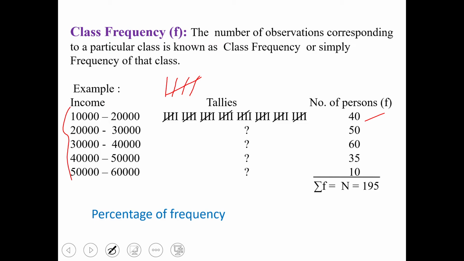So these are actually the frequencies. And the second one, 20,000 to 30,000, has the number of persons as 50. I have left the rest blank with a question mark because these are for your practice. So practice how to draw these tally marks.